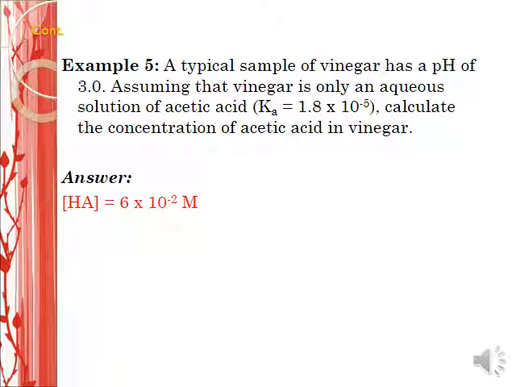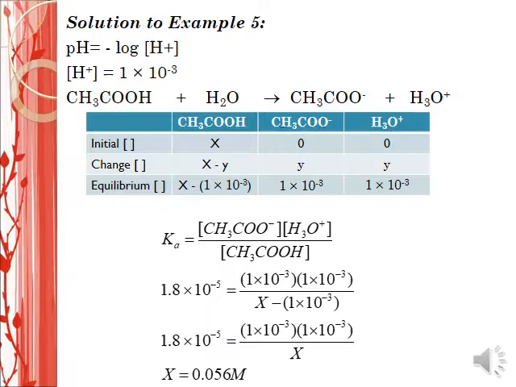Okay, the next example is vinegar. Vinegar is an example of a weak acid, and the pH of vinegar is 3. Given the Ka for acetic acid, because vinegar is made of acetic acid, this is the Ka value for acetic acid. Calculate the concentration of acetic acid in vinegar. So how to solve this question? Again, ICE table. Draw the ICE table.